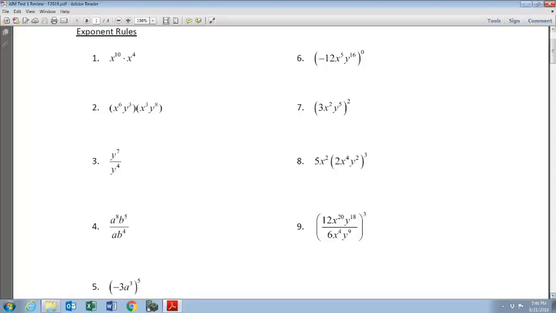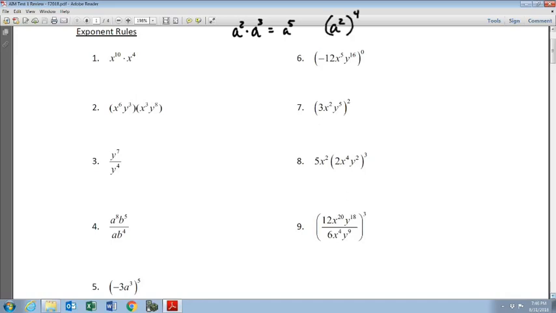Alright, in this video I'm going to be doing the problems from the Test 1 review. So let's start here with exponent rules, and I would remind you that we have three key rules that we use. The first one is if we multiply powers of some base, in this case a, we add the exponents. That's called the product rule.